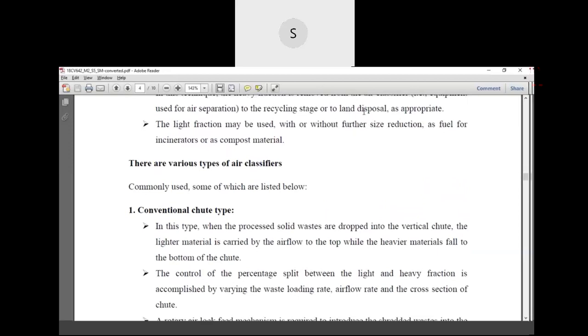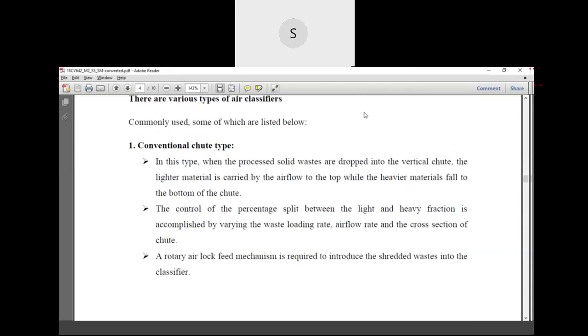So the one is the conventional chute type. In this type, when the processed solid waste is dropped into the vertical chute, the lighter material is carried by the airflow to the top, while the heavier materials fall to the bottom of the chute. The control of the percentage of split between the light and heavy fraction is accomplished by varying the waste loading rate, airflow rate, and the cross section of the chute.